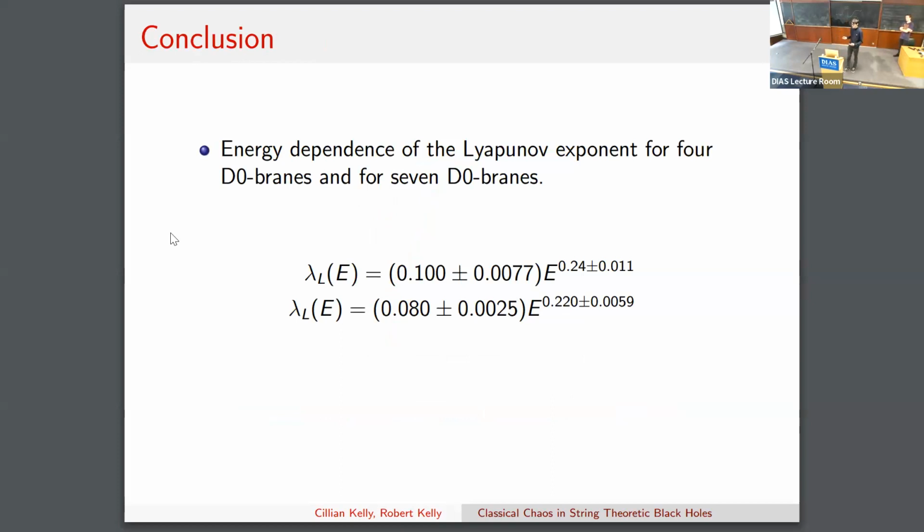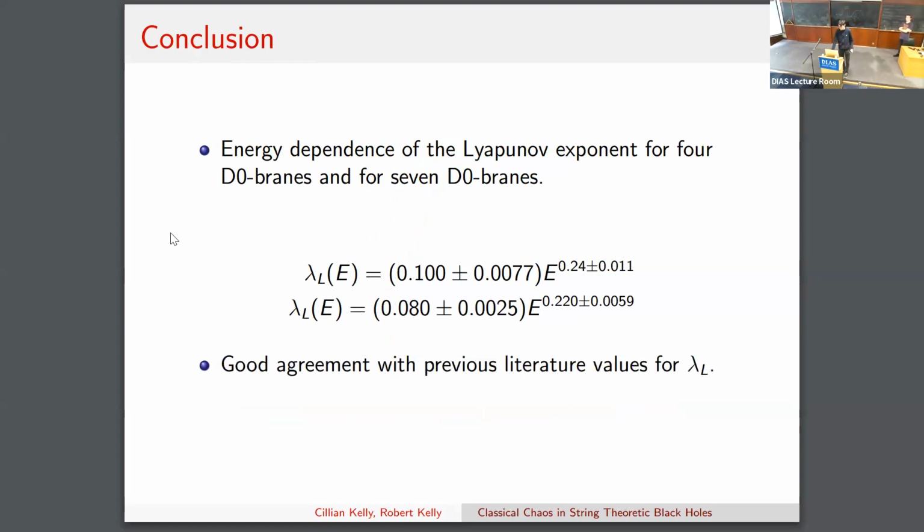We haven't had time to find this energy dependence for different n and to do error analysis to see if this energy dependence does actually change when you change n, but at least to leading order, these equations are similar enough that we can still clear that. And also we found good agreement with previous literature values for the Lyapunov exponent. And finally, we found that the system is a fast scrambler as we would expect for it to be able to simulate a black hole.